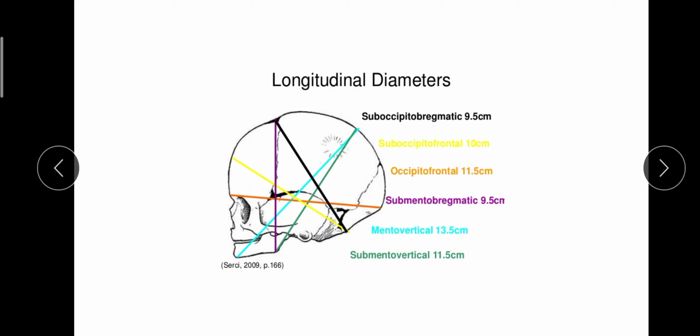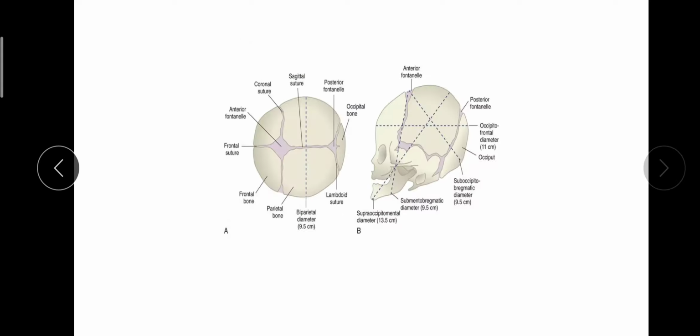I'll give you an example. Suppose we are going to study the mentovertical. It starts from the mentum and goes up to the vertex. That's why it is called mentovertical, which is 13.5 centimeters in length. Like this for all the diameters, you can see through the colors I have marked here where each started and where it ends. Based on that the name also came. Suppose you take the occipitofrontal diameter, it starts from the occiput and goes to the frontal bone. That's why we call it occipitofrontal, which is 11.5 centimeters.